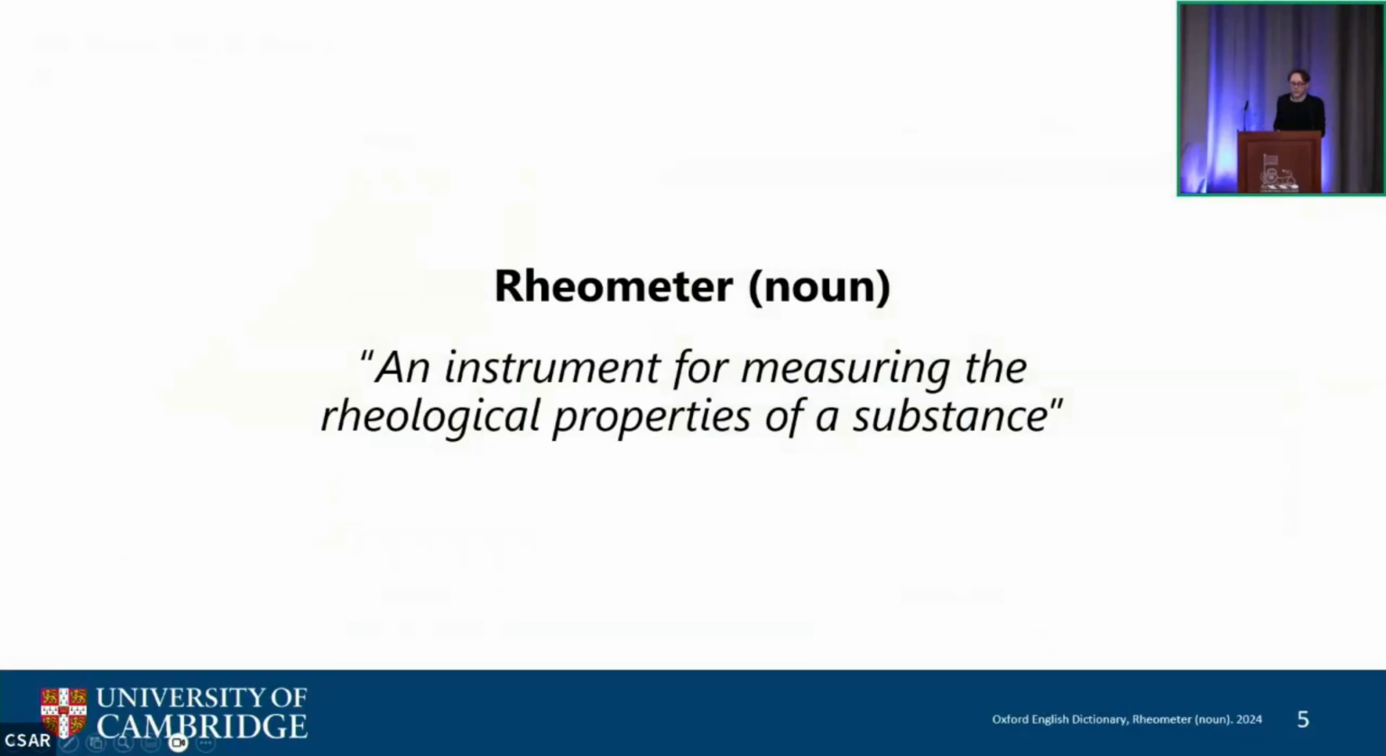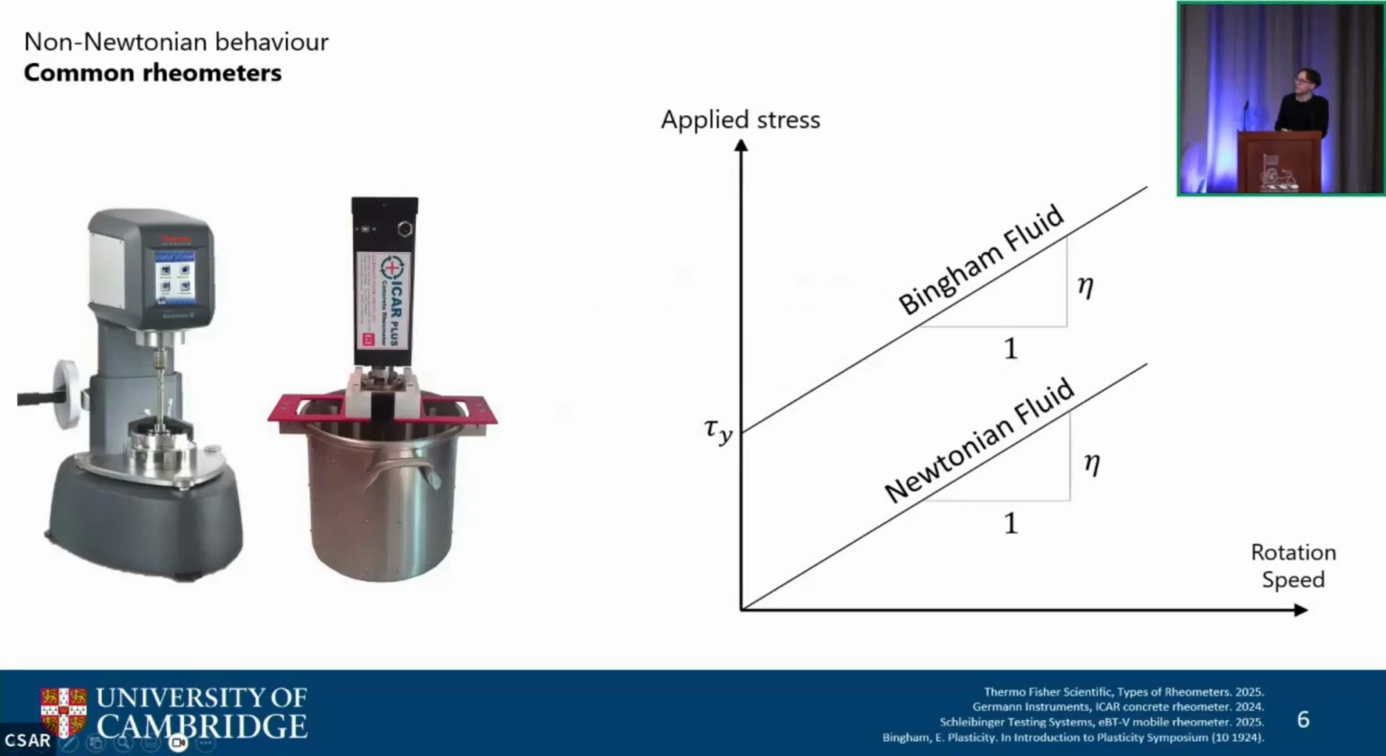The Oxford definition is that it's an instrument for measuring the rheological properties of a substance. So I'm going to return to this at the end of the presentation, but just bear in mind that that's what I'm focusing on. And rheometers look a bit like this. These are two rheometers on the left-hand side of your screen, which are used for concrete materials. They're quite complex lab instruments, so you wouldn't see them in general practice. You definitely don't see these on the construction site.